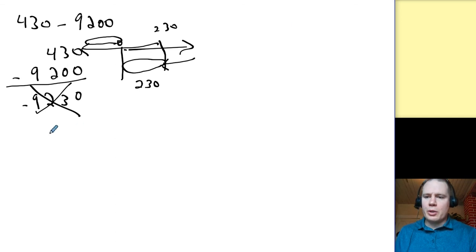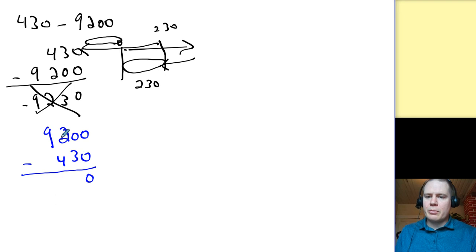So let's do the problem again the right way. 9,200 minus 430. 0 minus 0 is still 0 ones. 0 tens minus 3 tens, I've got to borrow. 10 minus 3 is 7. 100 minus 400, I've got to borrow. 11 minus 4 is 7. 8 minus nothing is just 8.